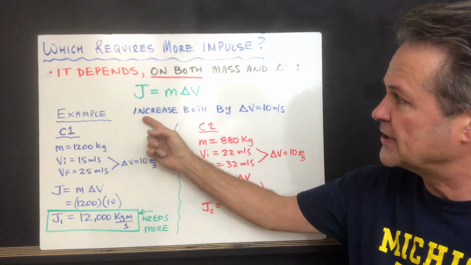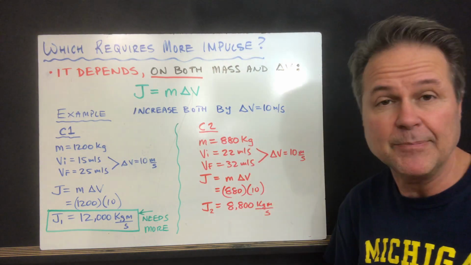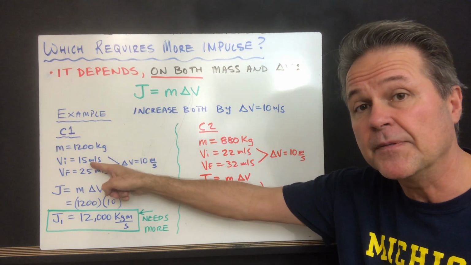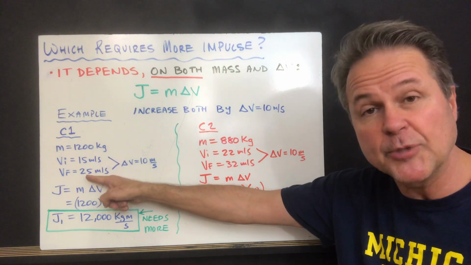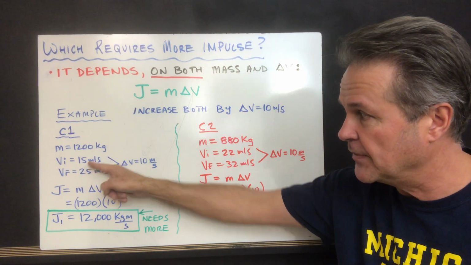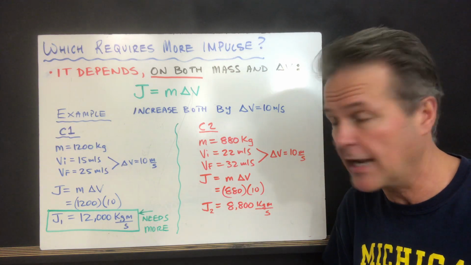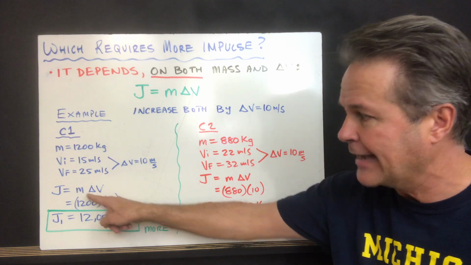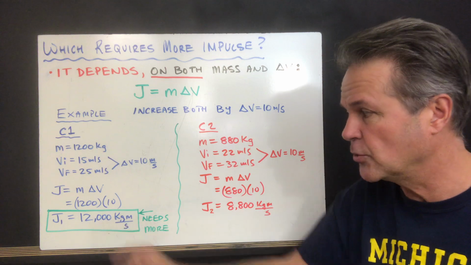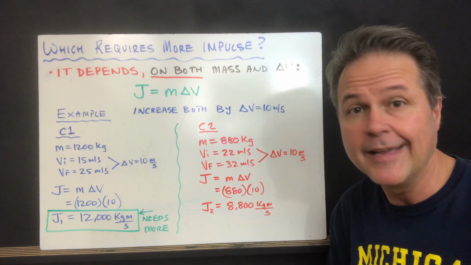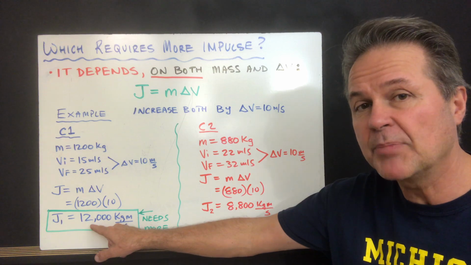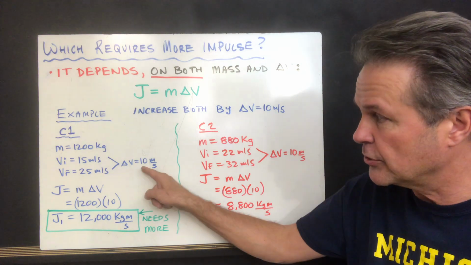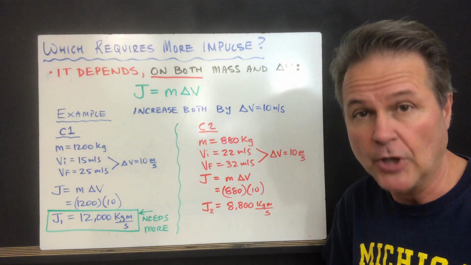So let's say, for example, we increase both by 10 meters per second. So Car 1, which has a mass of 1,200 and an initial velocity of 15, we're going to change that up to 25. So 25 minus 15 will give us a delta V of 10 meters per second. And we can calculate what the impulse is by multiplying mass and the change in velocity, and that will give us 12,000 kilogram meters per second. That means that we must apply an impulse of 12,000 kilogram meters per second in order to achieve that 10 meter per second velocity change.